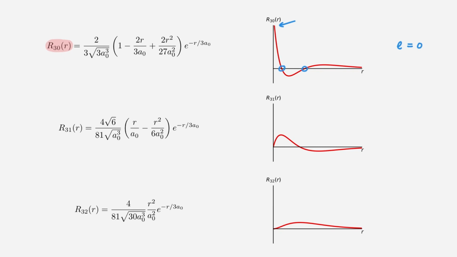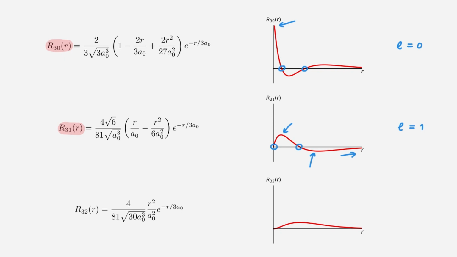The figure in the middle corresponds to the case when L equals 1. In this case, the series solution has 2 terms leading to this radial function. The radial function starts at 0, then grows to a maximum, then decreases, crosses 0, reaches a minimum, and then approaches 0 from below as we move away from the origin. This radial function corresponds to 3 distinct eigenfunctions whose angular part is given by the L equals 1 spherical harmonics.